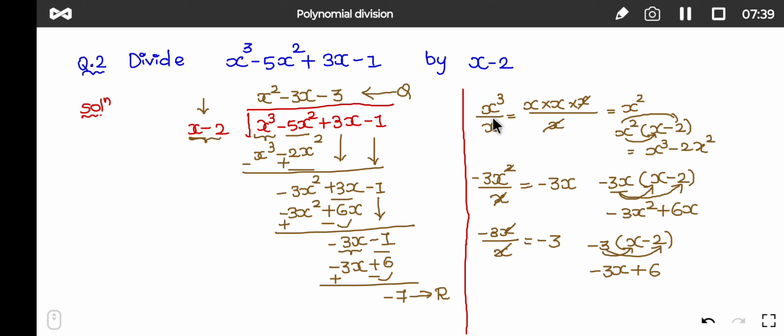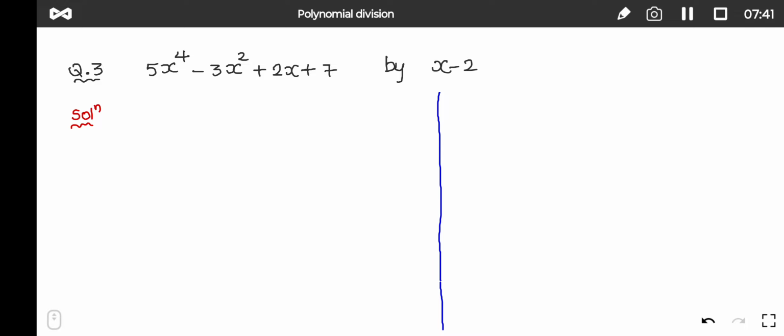Look at one more example with a higher power. Okay, so the question is divide the polynomial 5x raised to 4 minus 3x square plus 2x plus 7 by x minus 2. Okay, so if you look at this polynomial carefully, the highest power is here 4. Okay, after that power 3 term is missing here.